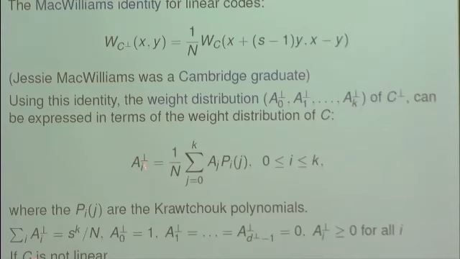What also holds, simply by definition, is that the sum of these A_i perps is equal to the number of rows in this dual code, s to the n over s to the k. A_0 perp is equal to 1. These are again equal to 0, because d perp is the minimal distance of this dual code. And all these other guys are non-negative. But this is true, again, I've just done this for linear codes.